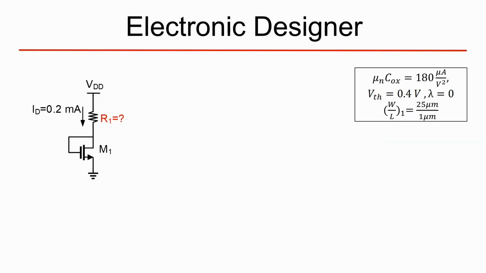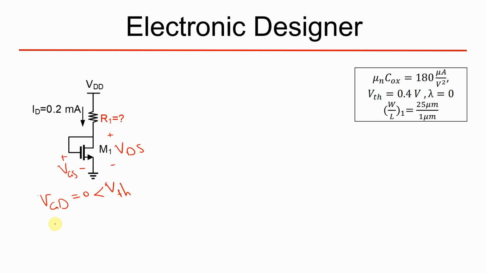So in this problem, I'm going to calculate R1. First of all, we have to assume in what region the transistor works. This M1 transistor is a diode connected transistor, and the gate source voltage of this transistor and the drain source voltage are just the same, or in other words, the gate and drain of this M1 are connected together, so the gate drain voltage is equal to 0, which is less than threshold voltage.